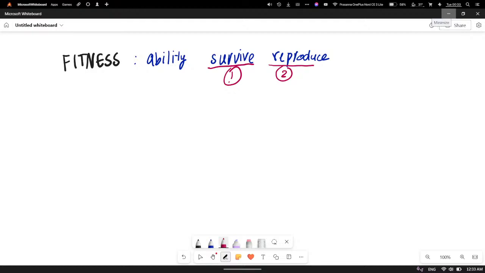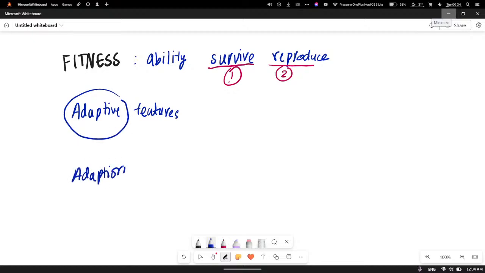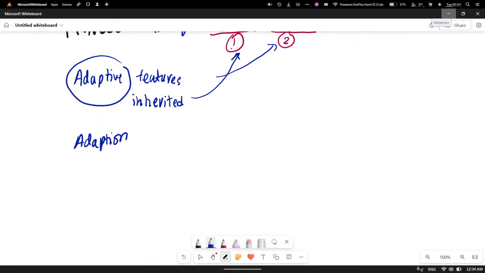Then we move on to adaptive features. Adaptive features are inherited features. This is the difference we need to know between adaptation and adaptive features. These are inherited features that help an organism to do what? To survive and to reproduce in an environment. Then adaptation is the process resulting from natural selection by which a population becomes more suited to their environment over many generations. So it's something resulting from what? Natural selection.